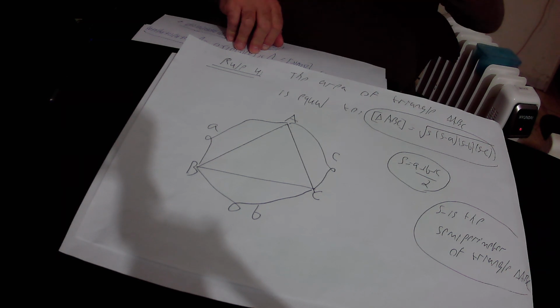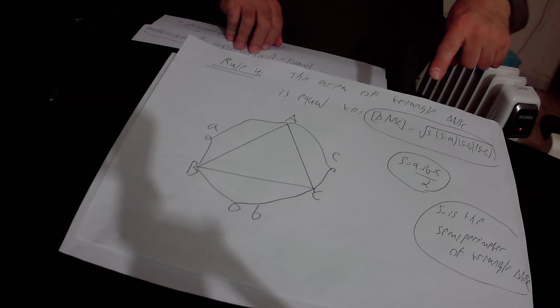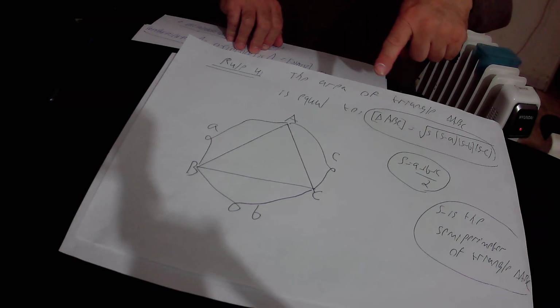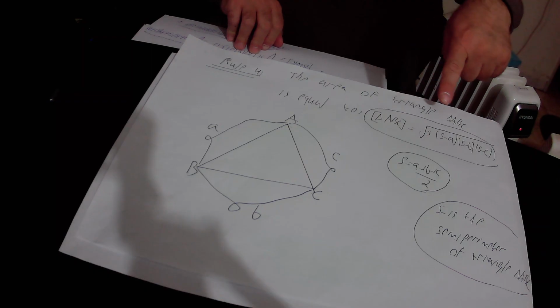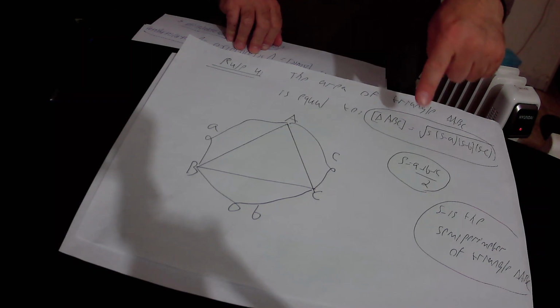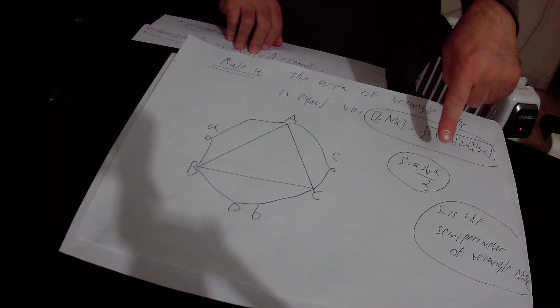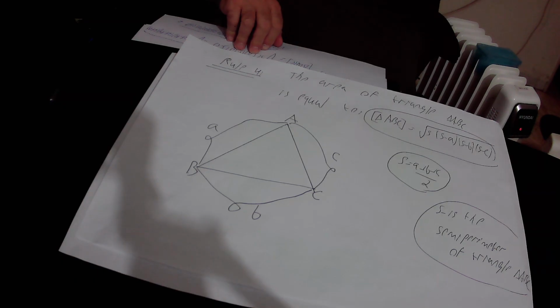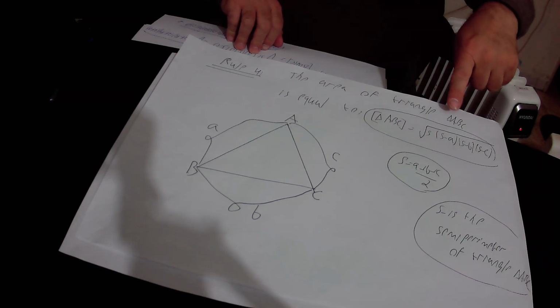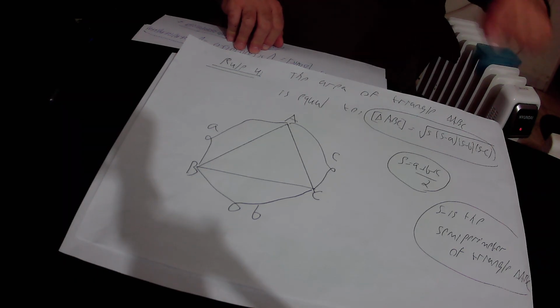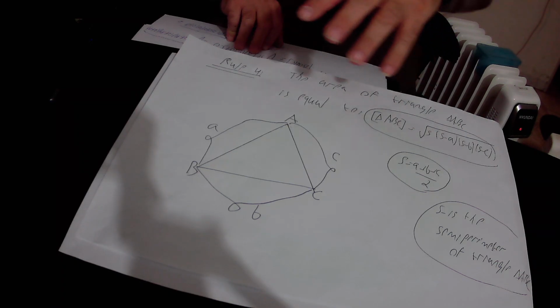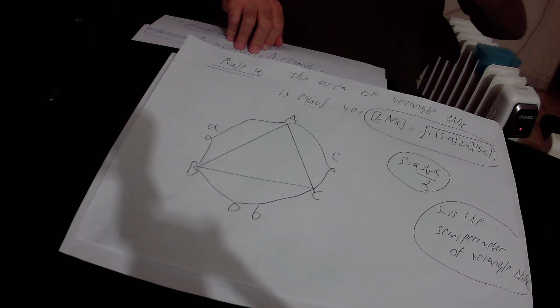So according to this rule number 4, the area of triangle ABC, where the square brackets are the sign for the area of triangle ABC, equals the square root of S, where S is A plus B plus C over 2, the semi-perimeter of this triangle ABC, times S minus A times S minus B times S minus C. A, B, and C are the side lengths of this triangle ABC.